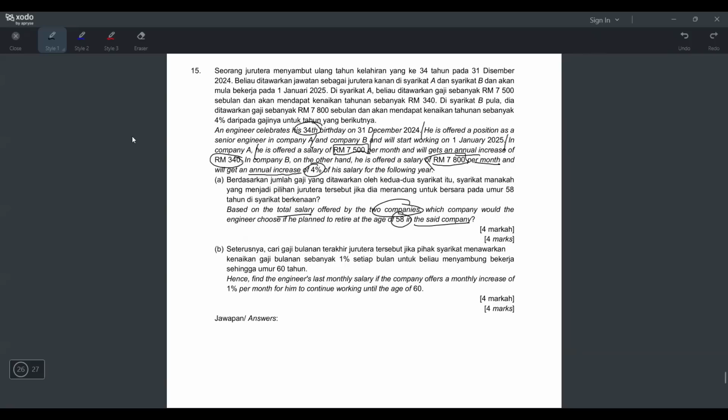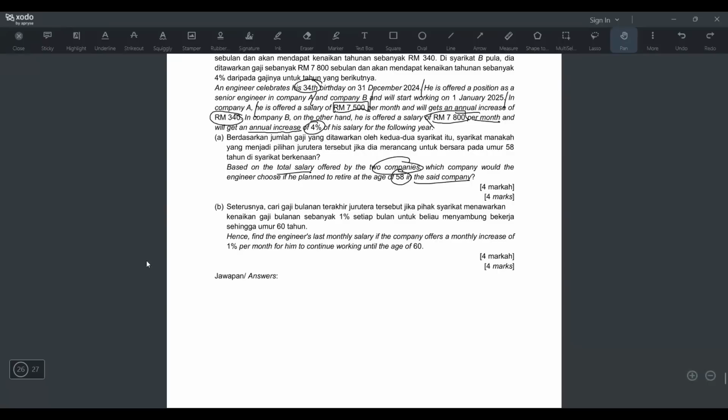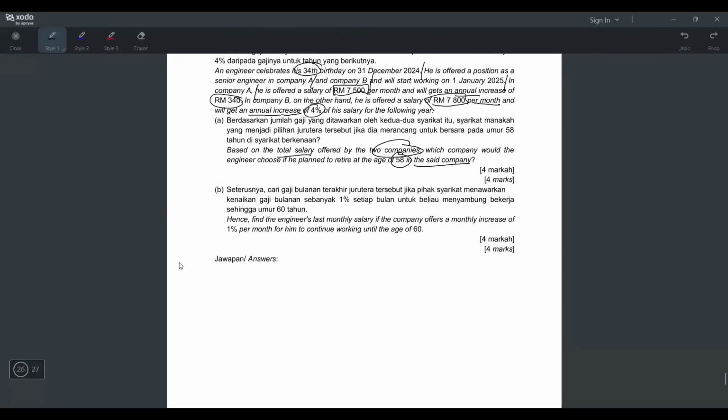Okay, let's not find the total salary first. Let's write the progression first, right? So we can form a progression for company A's salary and company B also, right? Okay, for company A, what's the first term? It will not be 7,500. It will be 7,500 times 12.